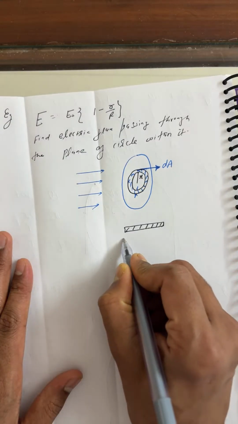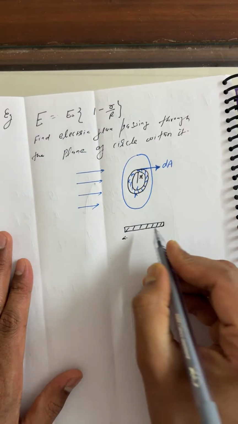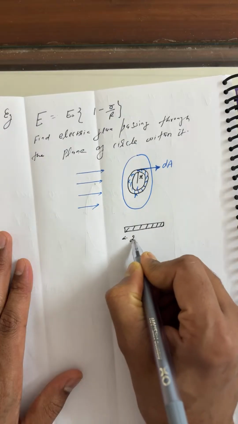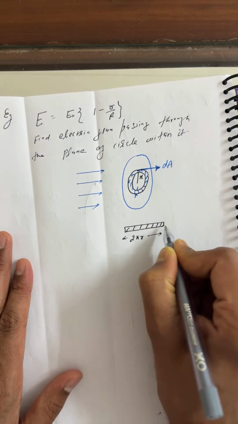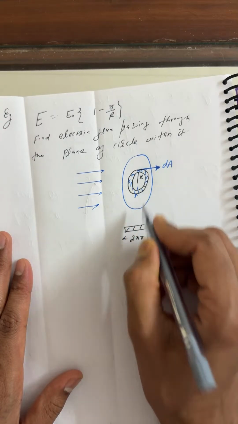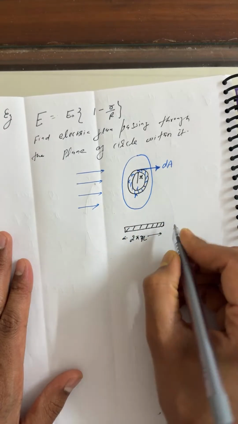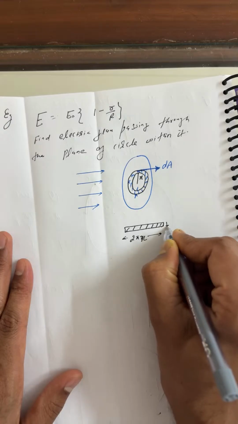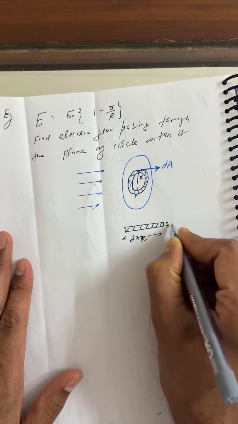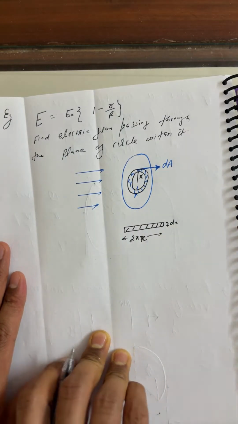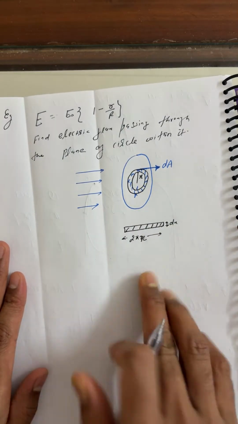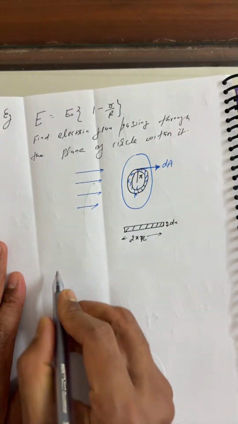The length is the circumference of the circle, which is 2 pi r, and here that means 2 pi x. And this is the width of the ring, which is dx. So simply, here you can write the value of the dA vector.